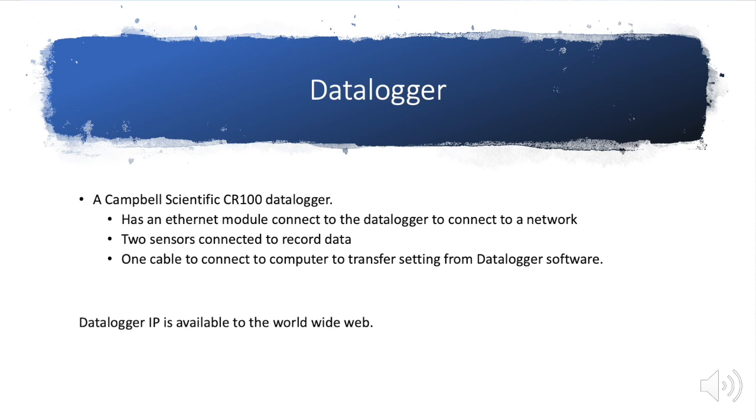And there is one cable connected to the Datalogger, which will transfer the settings over from the computer from the Datalogger software. And the Datalogger IP is also available to the World Wide Web. So that's some information on the Datalogger. We'll be taking a look at it in a minute in a video. It is currently sitting in the robotics lab at the moment, recording data. It senses the light in the room and it'll also take the temperature of the room.